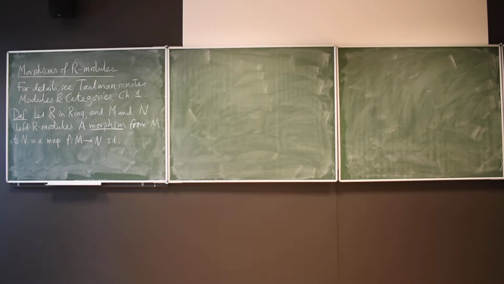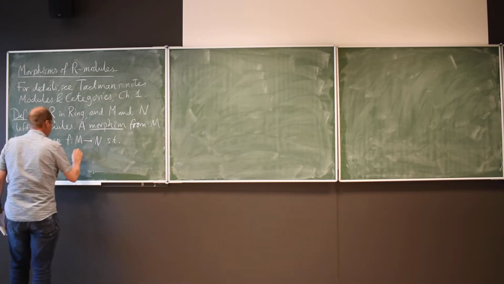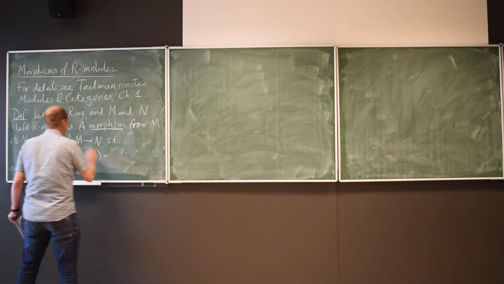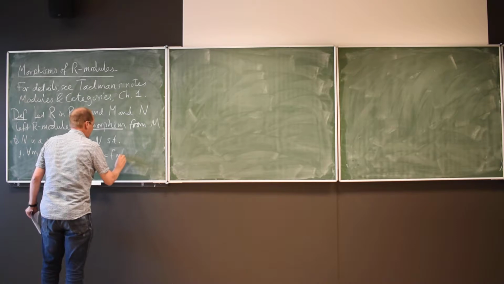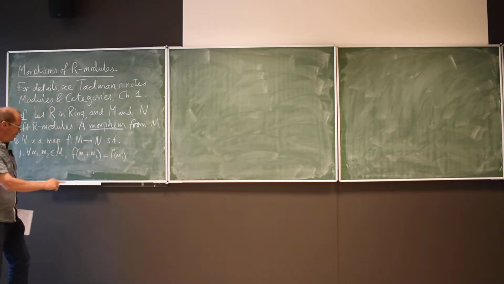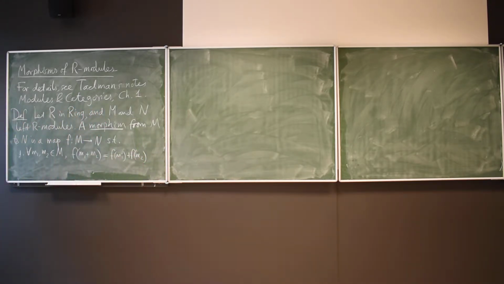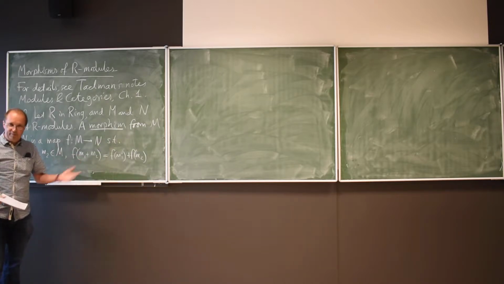So Arno has already said that the definition of a module over a ring is very much like the definition of a vector space over a field, and for morphisms we can copy the same procedure. So the first property is that for every M1, M2 in M, we should have that F of M1 plus M2, so this is the addition in M here, and these are mapped to elements in the module N, and there we have the addition of N, and for that addition we have to have this identity. So this, in words, means that F is an additive map.